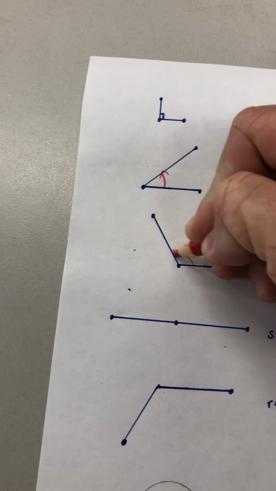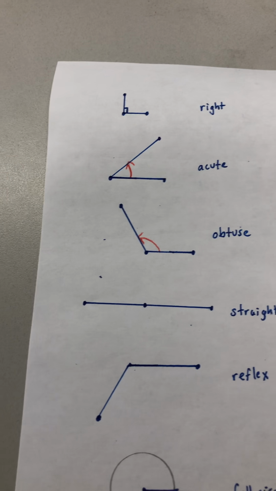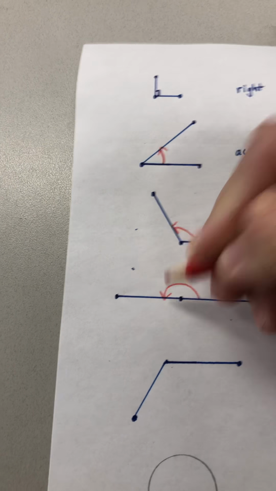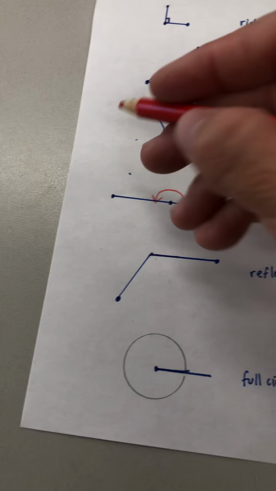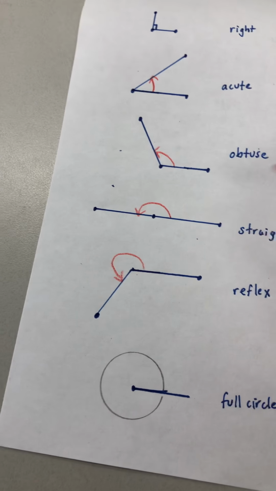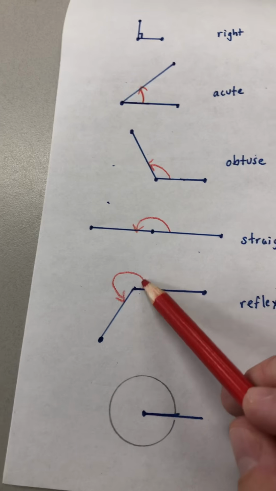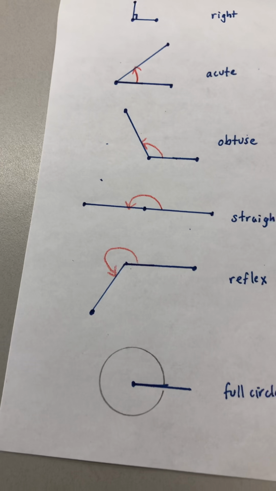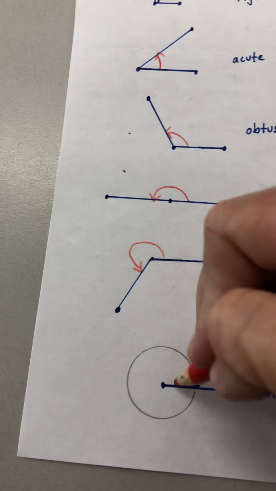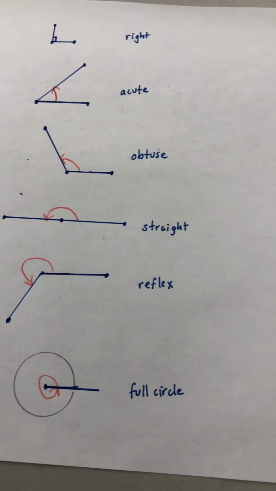My obtuse angle, notice it starts to arc and swing larger. My straight angle is now swung half of what looks like a circle. My reflex angle is going to go even more than that. This could look like an obtuse angle, just upside down. That's why we want to use this little arc here to show that we're going around the outside. Okay, and then here, going all the way back around again, is my full circle. Okay, so that's the vocabulary we're going to look for.